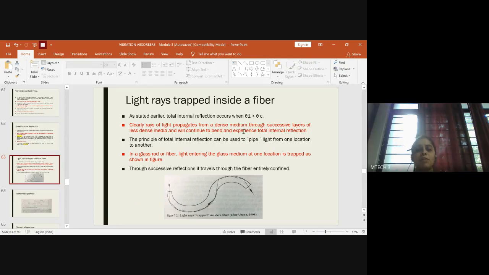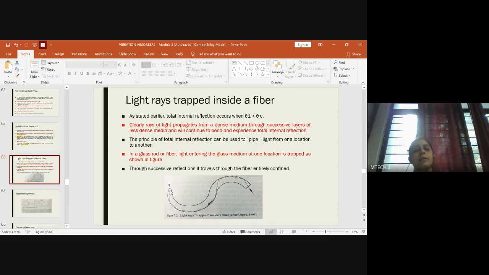Okay, so this concept of theta 1 greater than or equal to theta c will be applicable to transmit light from one location to another. This pipe is basically called a glass rod or a glass fiber. If you put an incident light into the pipe at this end, it will be reflected within the glass rod.